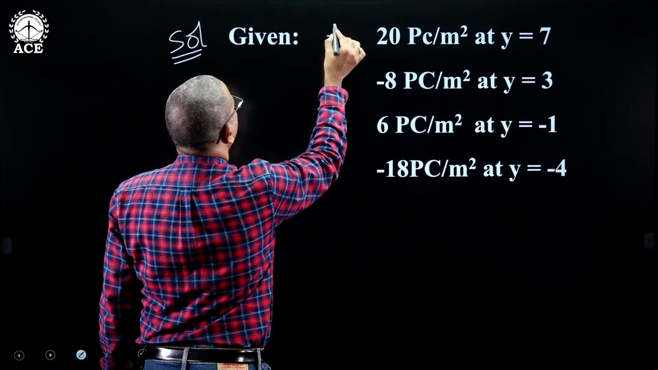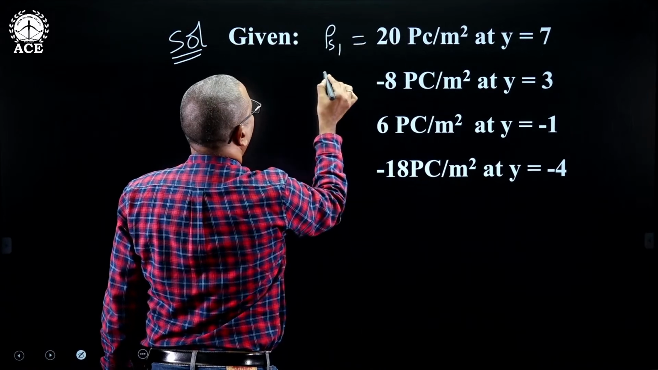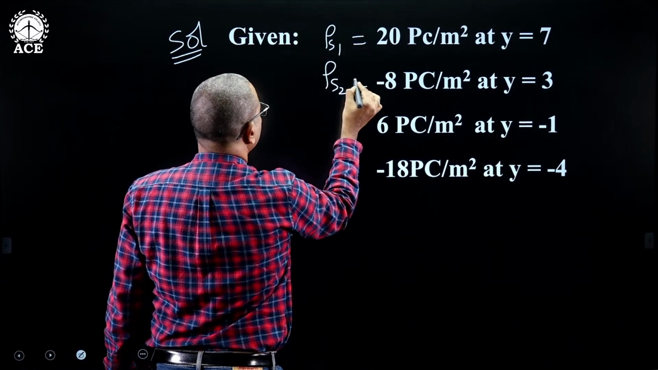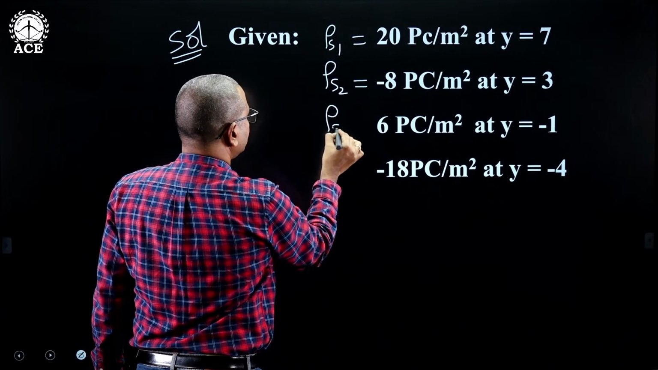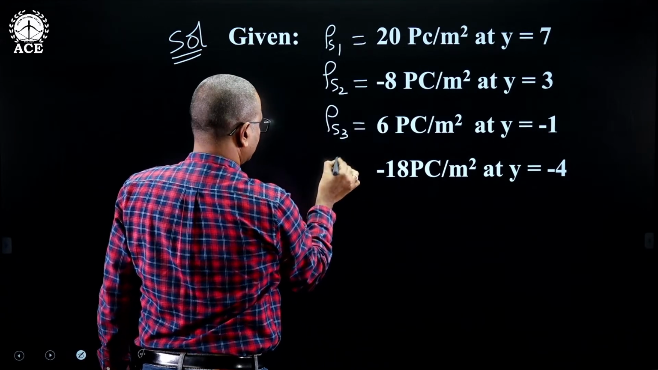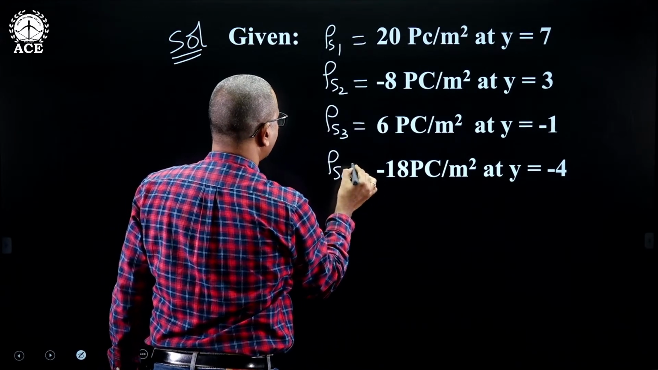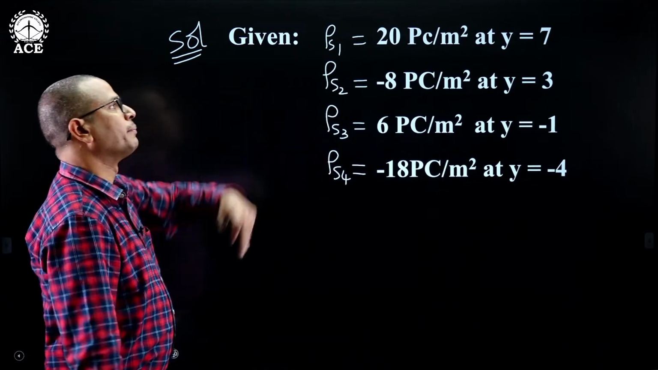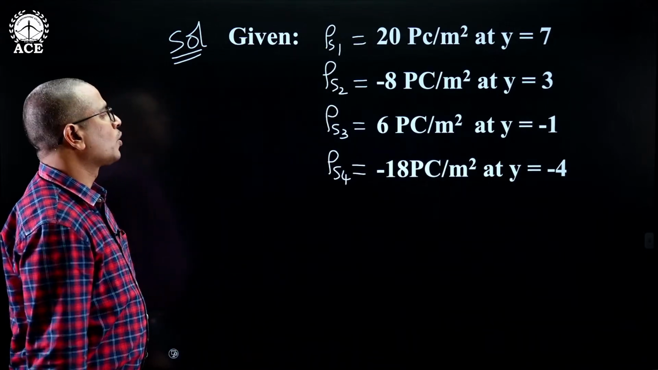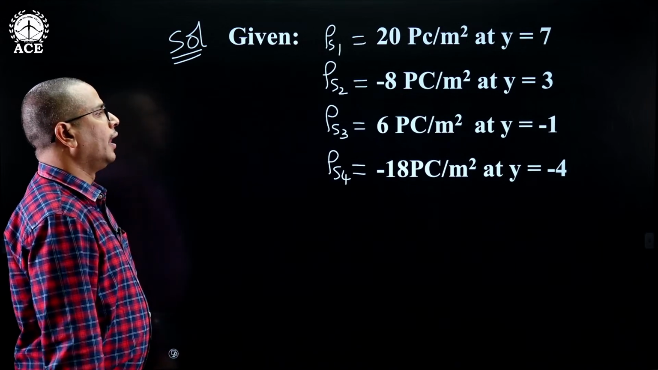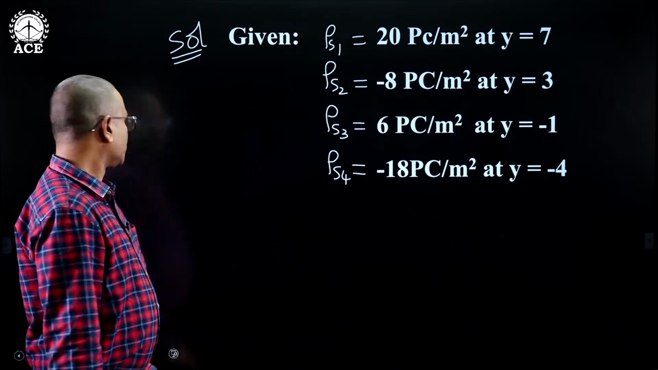This is rho s1 and this is rho s2, rho s3, rho s4. There are 4 sheets, dear students, having their magnitudes. All are y equal to constant. I wish to find the electric field due to these sources.